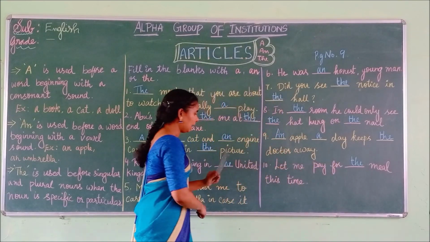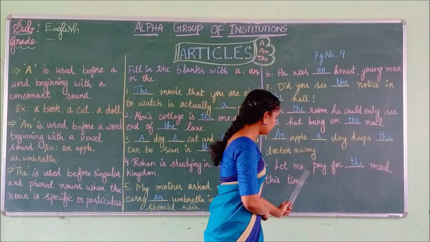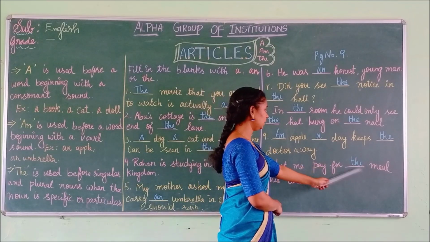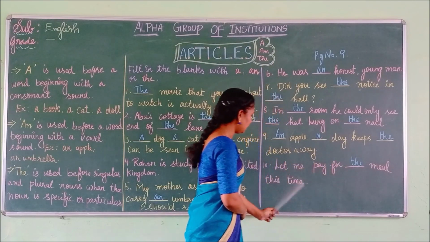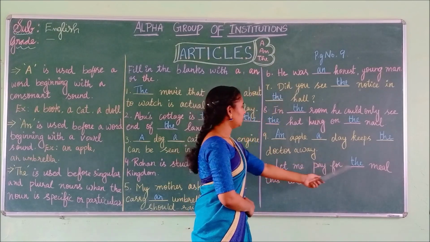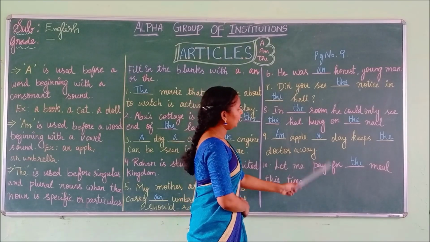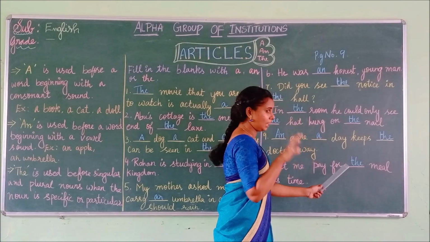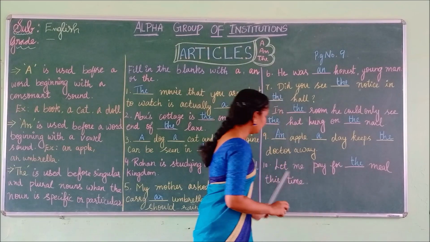Next, the last one: "Let me pay for the meal this time." Here the article used is "the." The denotes the meal which they have had, a particular meal that they had on that day. Let me pay for the meal this time.